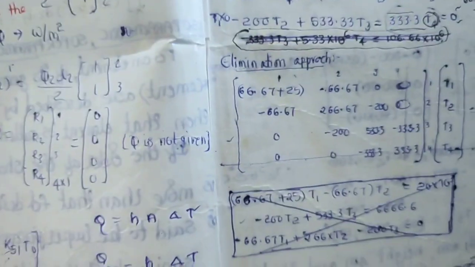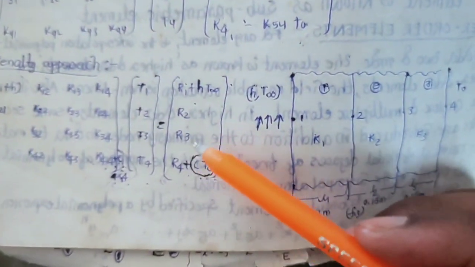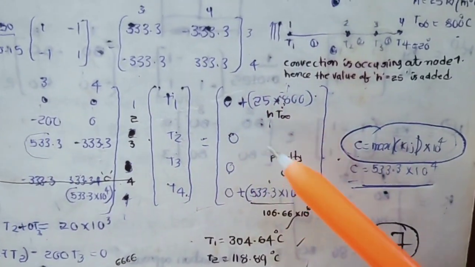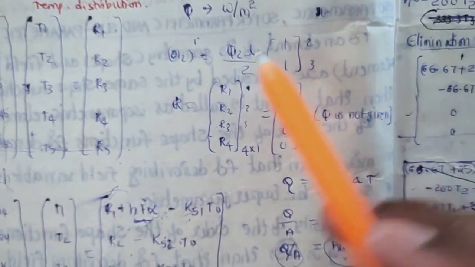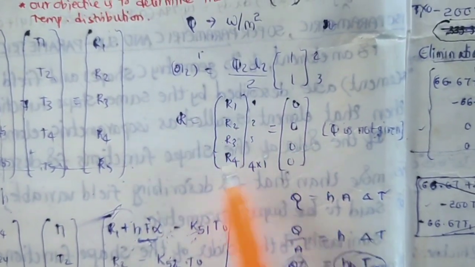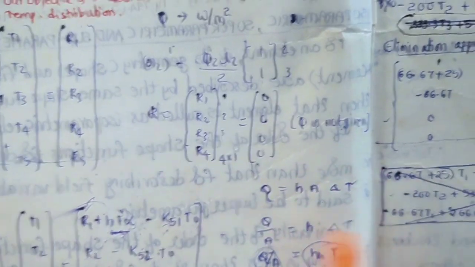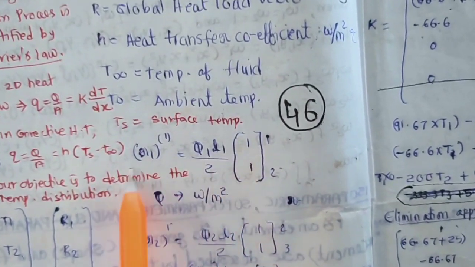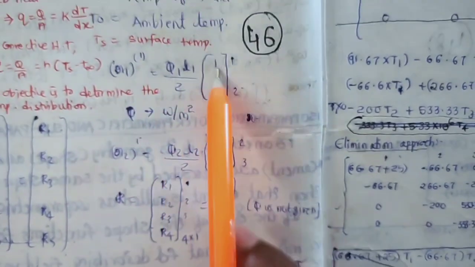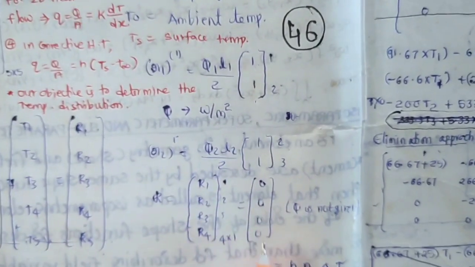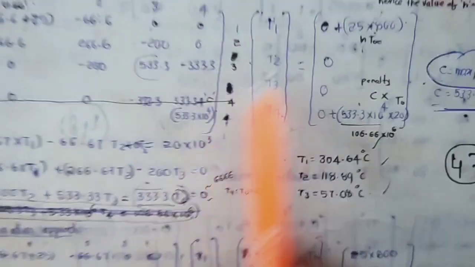As you know, the R1, R2, R3 values are not given, so we directly take the R values as 0. One point we must remember: if Q is not given, take R1, R2, R3, R4 as zeros. If Q is given, we find the R value as Q1 L1 by 2 times 1, 1. Similarly Q2. But if Q values are not given, you can take R as 0, 0, 0. So here also we take R1, R2, R3, R4 as zeros, plus this is H T naught.